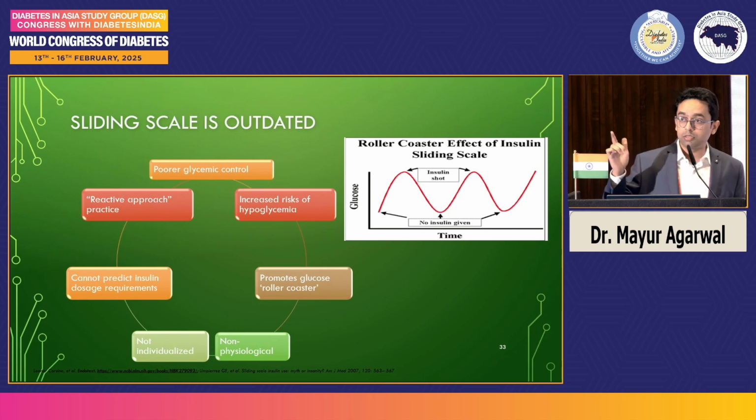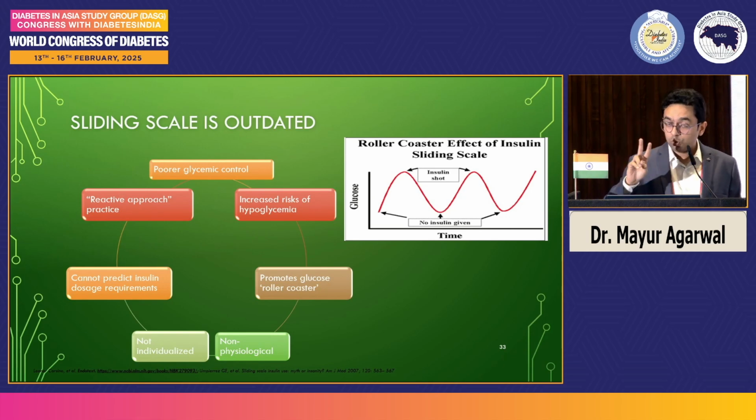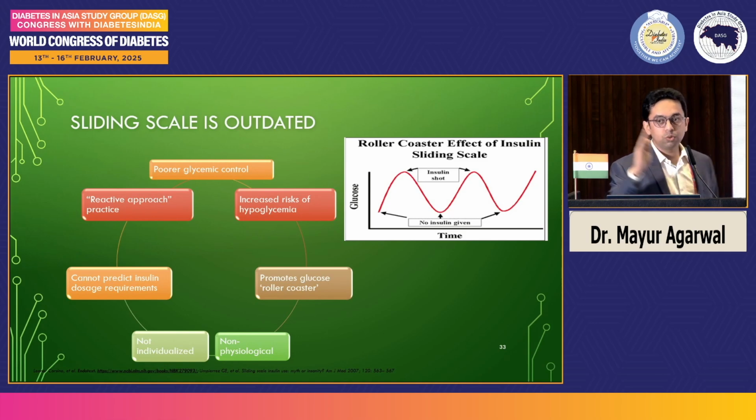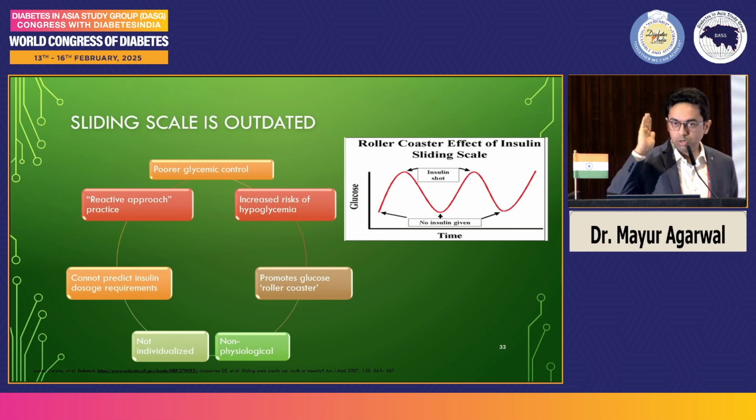There are two things, sliding scale and the correctional dose. These are two different things. Sliding scale is, you give insulin when the sugars are higher. You do not give insulin when the blood sugars are normal. Okay. That is the sliding scale. Now, this should not be done, this is non-physiological.